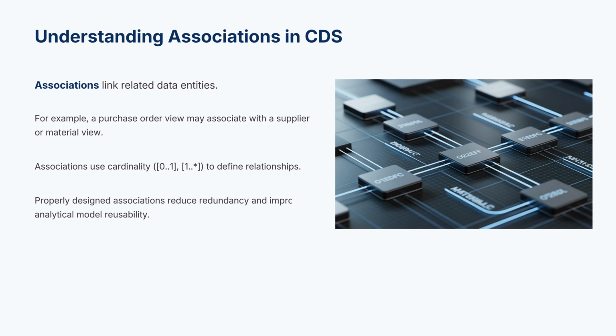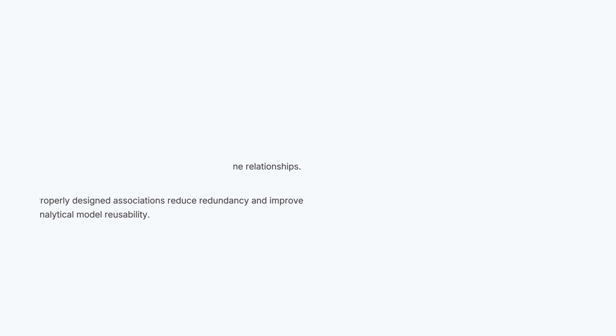Understanding associations in CDS. Associations are the links between data entities, similar to joins but more flexible. A purchase order view, for instance, might associate with supplier and material views. These associations define cardinalities, such as one-to-many or one-to-one, ensuring data is correctly related across models without redundancy.